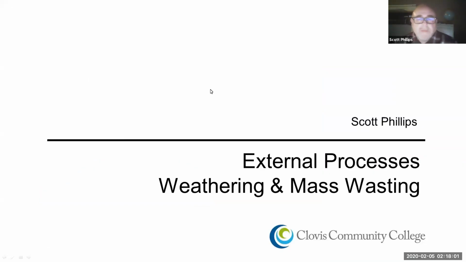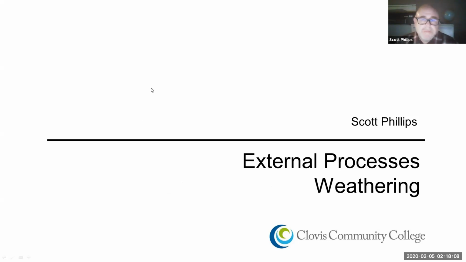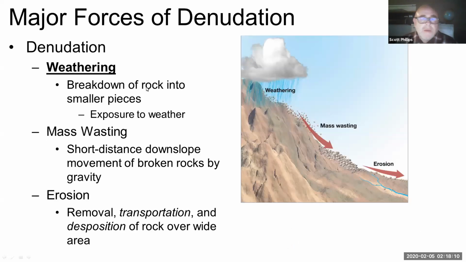Okay, let's start back with, let's first go over weathering and mass wasting, and we'll cover weathering first. So again, these are our external processes or denudational processes that include weathering, mass wasting, and erosion. And the first step is weathering. So let's discuss weathering for a moment.